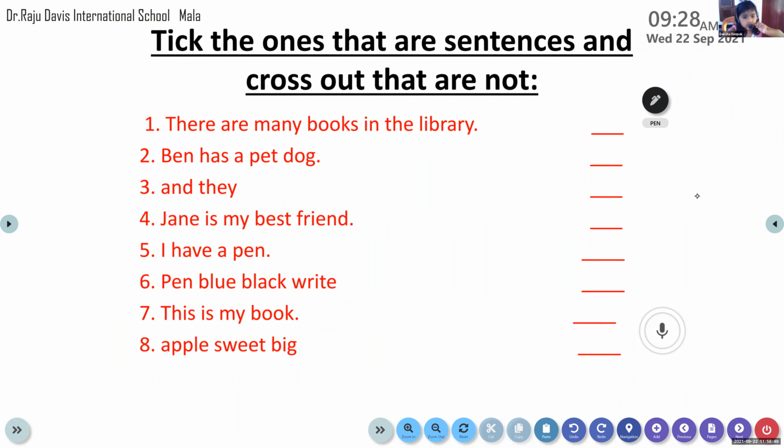Diksha Deepak, join it now. Okay, Diksha Deepak, you carry on writing. Okay, you see how it has to be written.